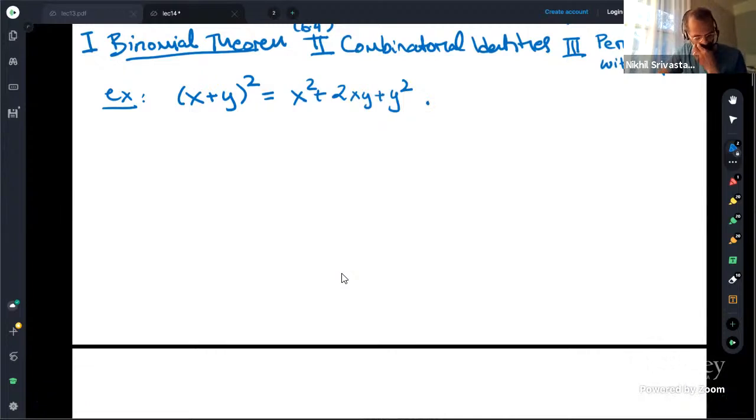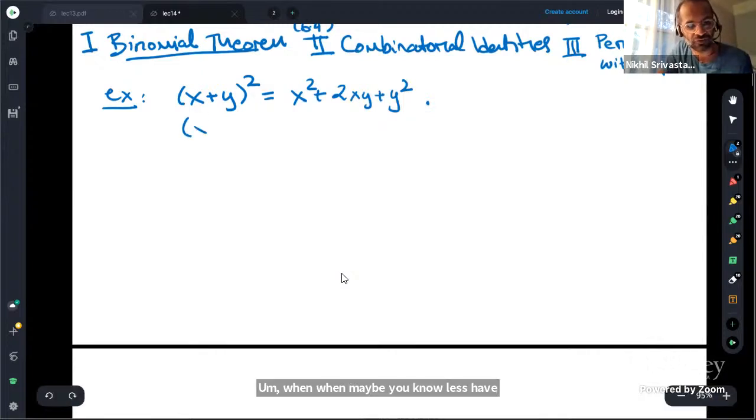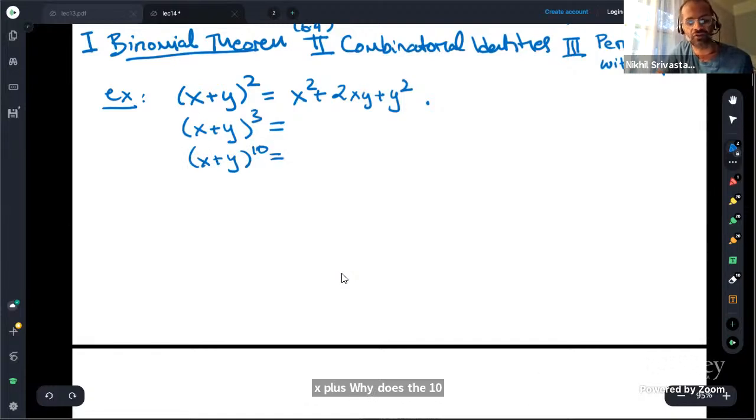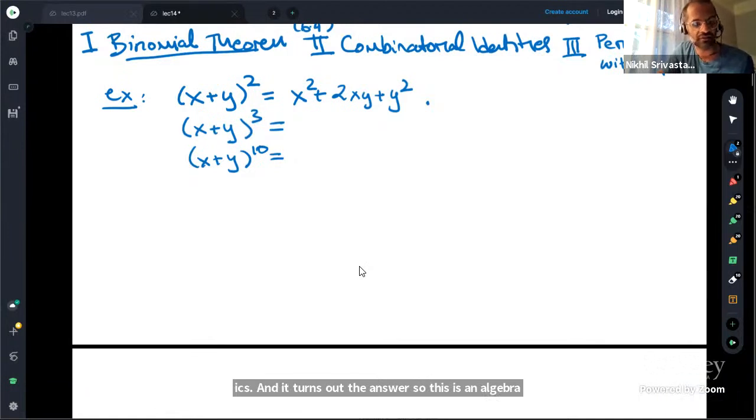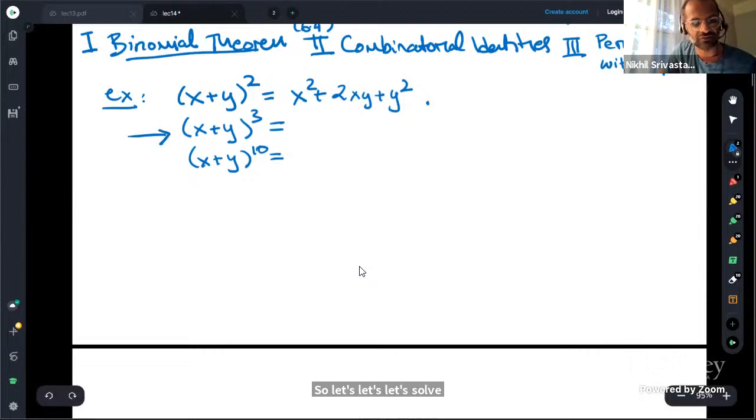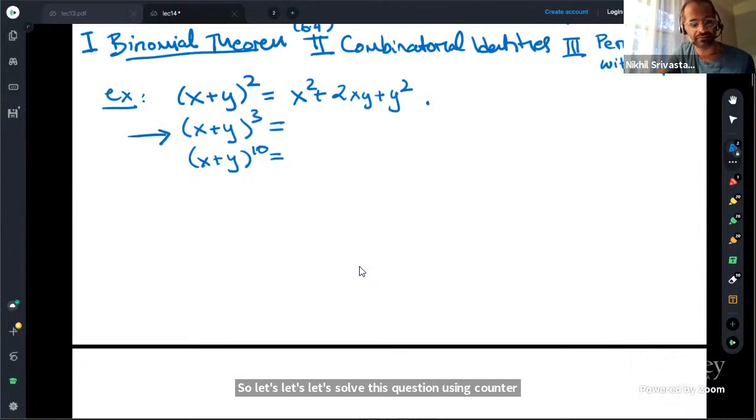And maybe less obvious is what's the formula for (x plus y) cubed? Or, I don't know, what about (x plus y) to the 10? And these are expressions that come up a lot in mathematics. And it turns out, this is an algebra question, but the answer to how to solve this question is related to counting. So let's solve this question using counting techniques.